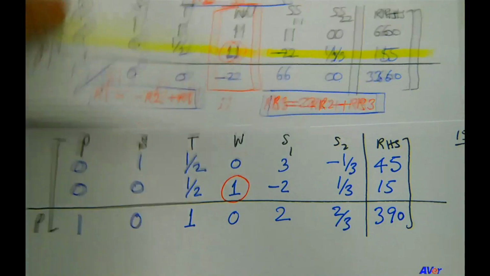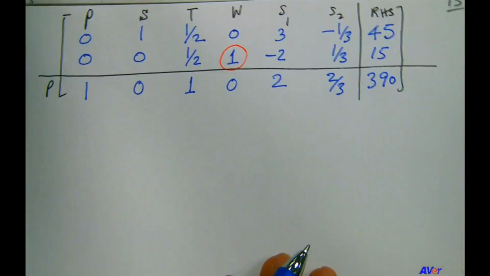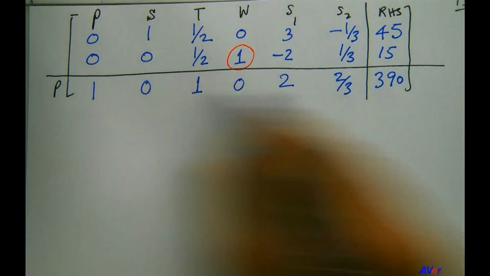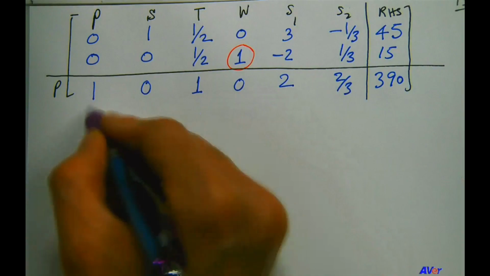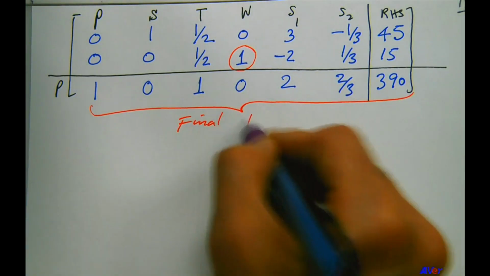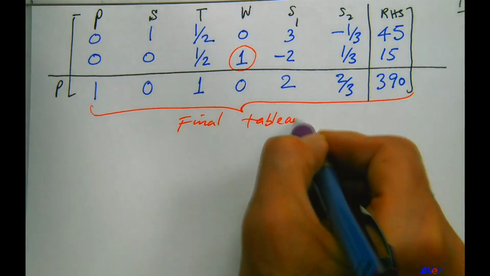Okay, so I hope this matches what you have when you solve this problem on your own. And are we done? We are done, right? Look at the objective row. All numbers are positive. So this is the final tableau.